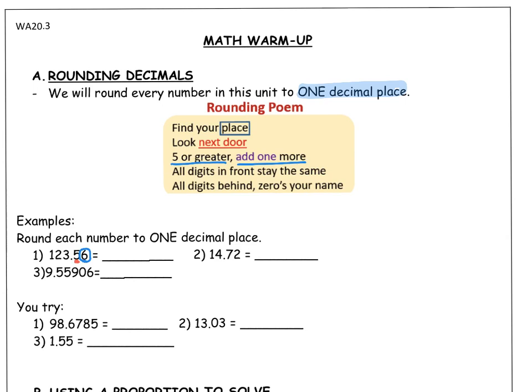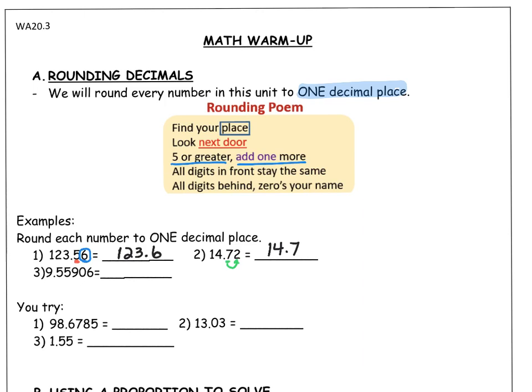Basically we can't change the value of the number. We're just cutting off, but we can't truncate, which is chopping. So this is going to become 123.6 because the number next to that 5 is larger than 5. Same thing here. So if I go 14.72, I look at the 7, look next door. It's a number that's less than 5. So it's going to become 14.7. So it either stays the same or it goes up 1.